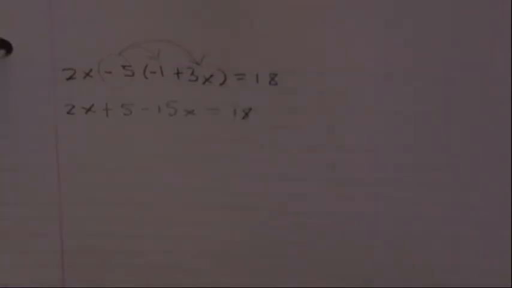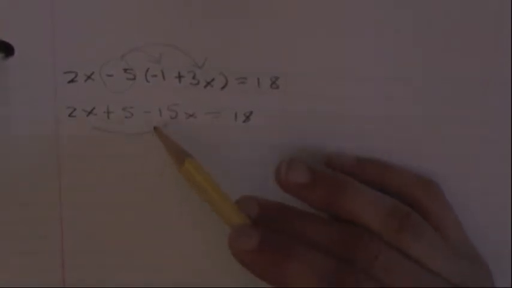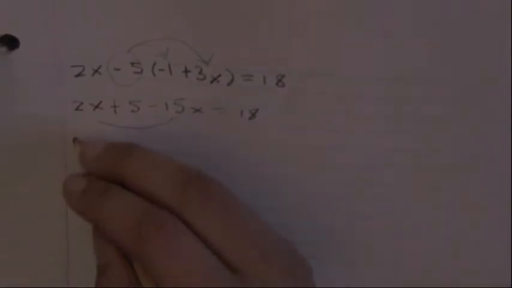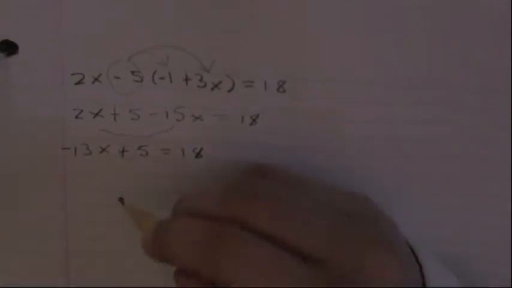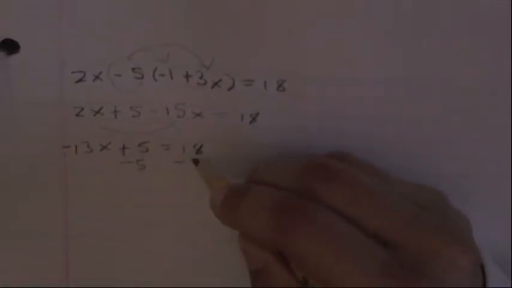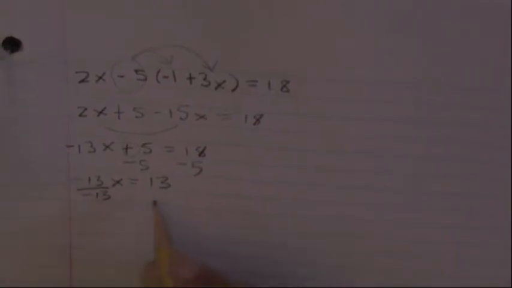Now, because these two right here are like terms, you are going to do 2x minus 15x. So you're going to end up with negative 13x plus 5 equals 18. Now, since the 5 is being added, you're going to want to subtract it. So you're going to subtract 5 and subtract 5, and then you should end up with negative 13x equals 13. Then it's easy, you just need to divide by negative 13, divide by negative 13. You're going to end up with x equals negative 1.